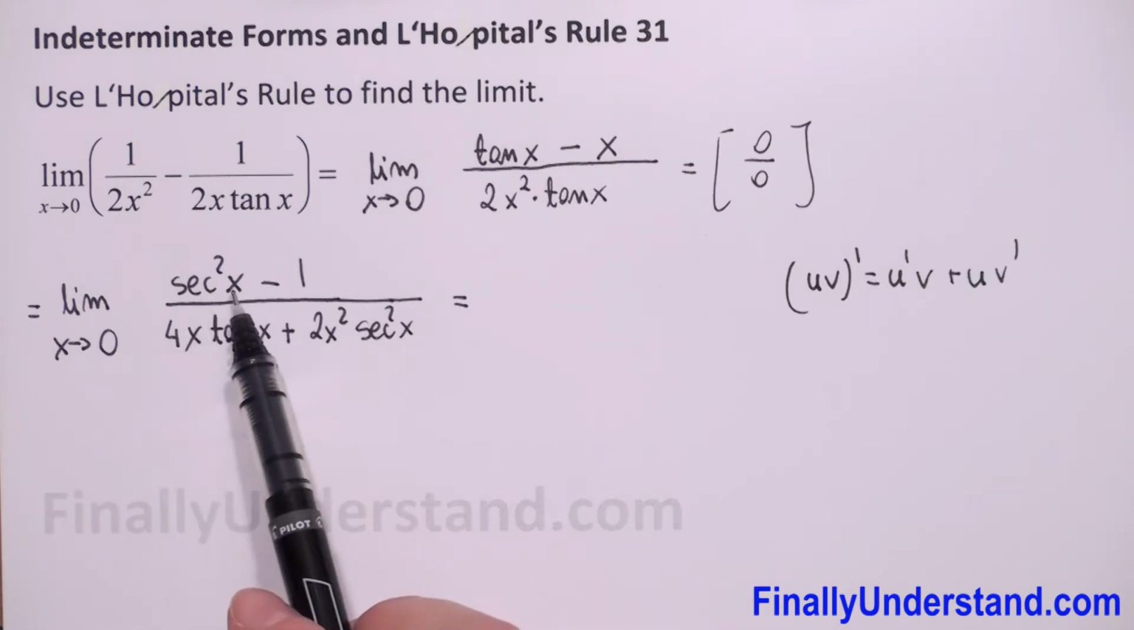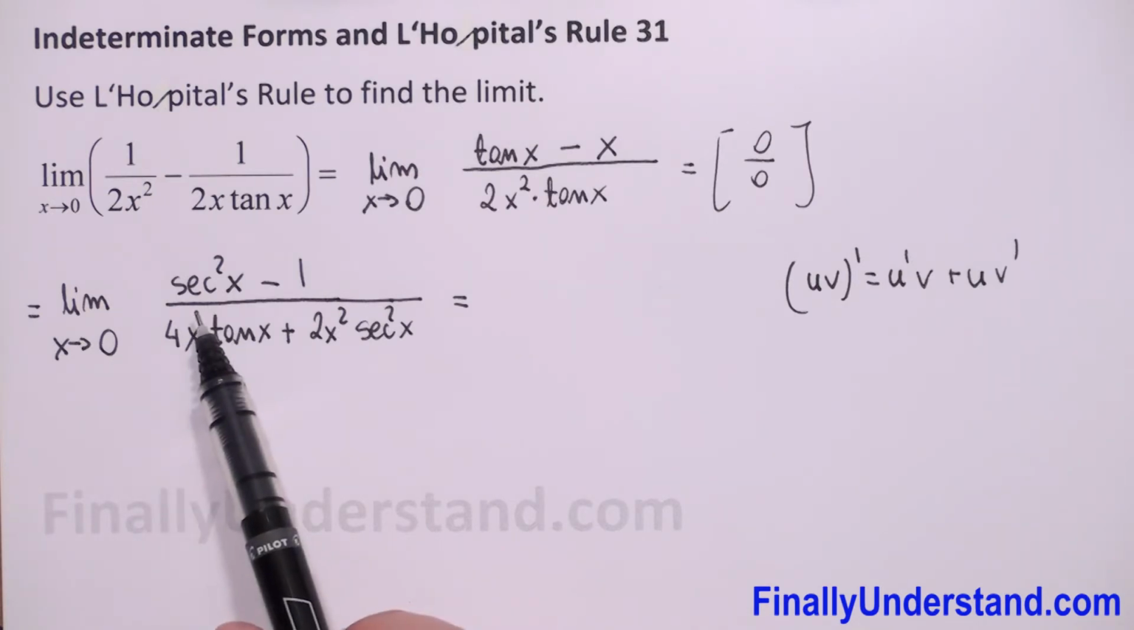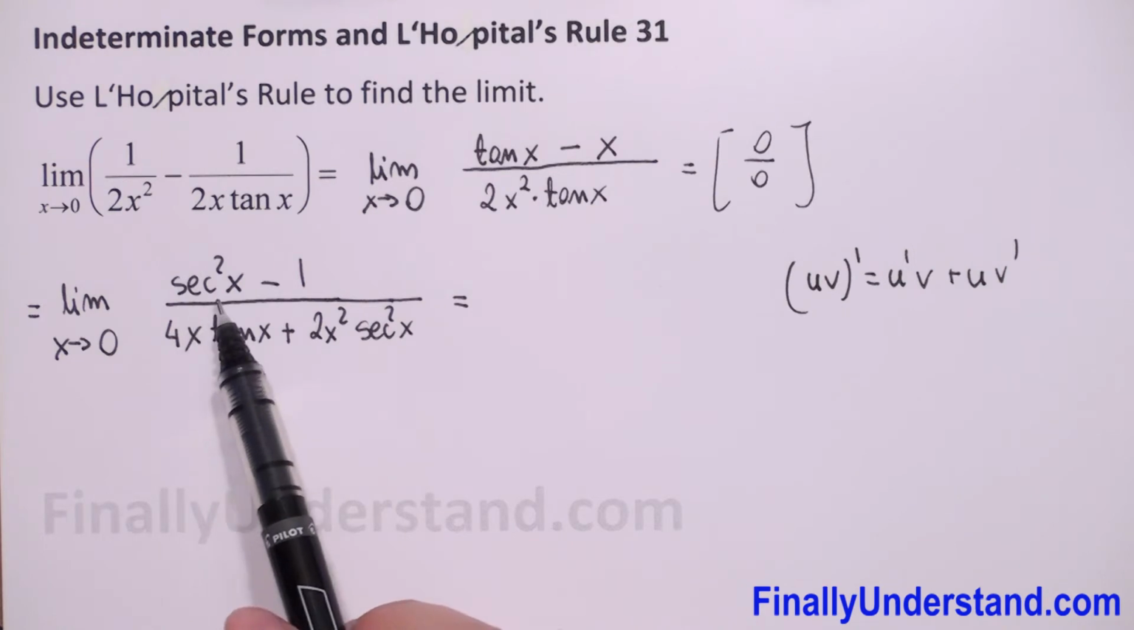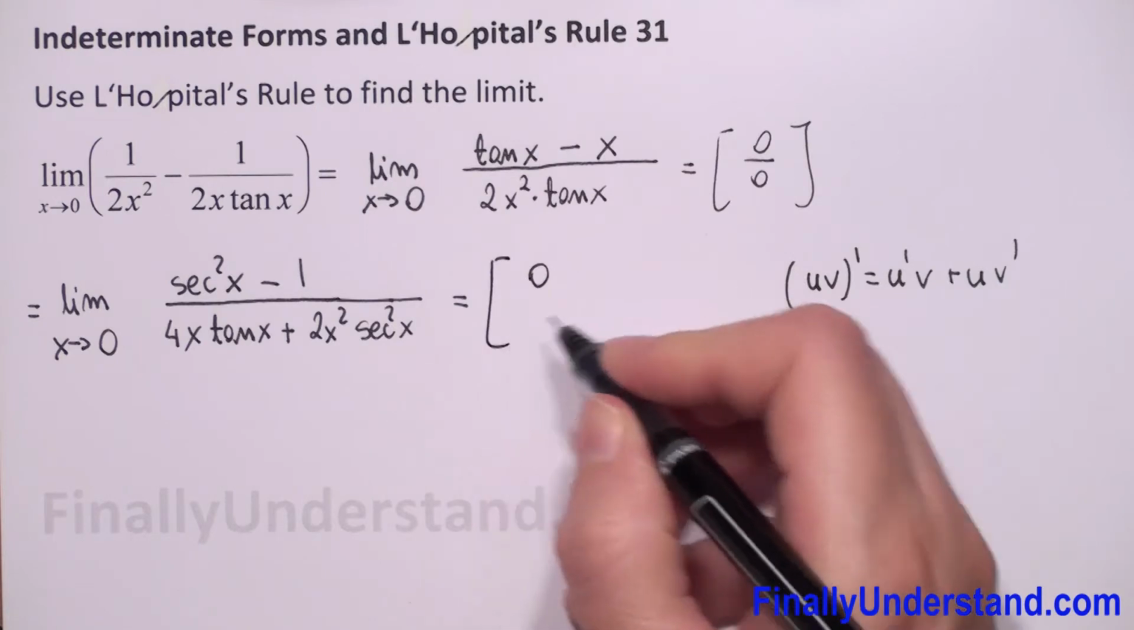We have secant square of 0. Secant is 1 over cosine. So cosine 0 is 1. So we will have 1 over 1 is 1. 1 minus 1 is 0 in the numerator.